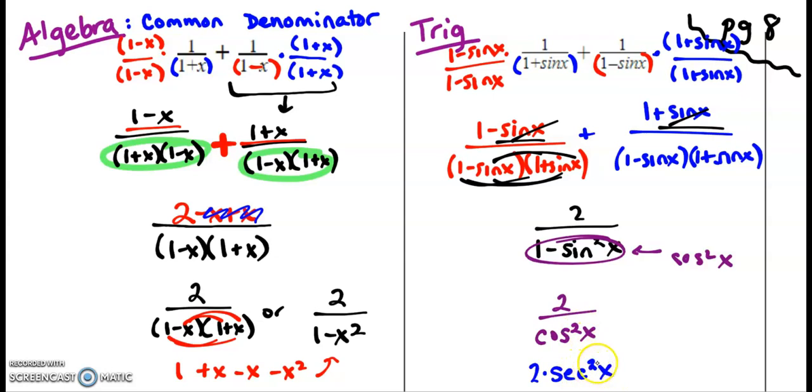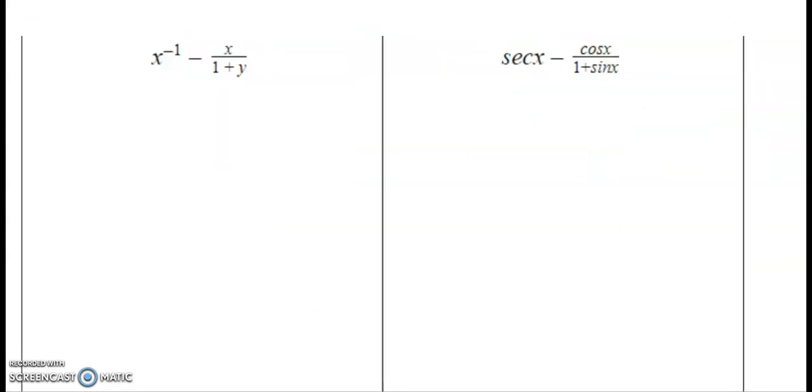So that's our final answer, 2 times secant squared cosine. Okay, now we have another problem that practices this very similar skill. Right here, x to the negative 1 minus x over 1 plus y.